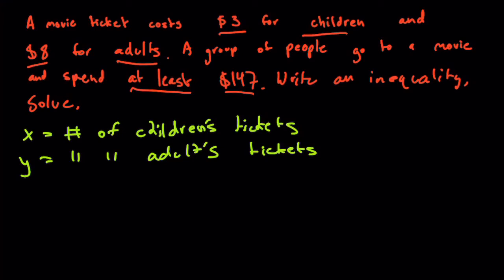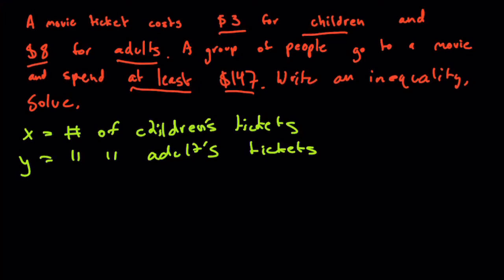So if a ticket costs $3 per child, that means for x, to get the total cost for that, you'd multiply by 3, so 3x. Now, that would apply here, 8y. And as I told you earlier, it's at least 147, so that means it could be more than 147, but it could be equal to 147. So there you go. That is the inequality written.